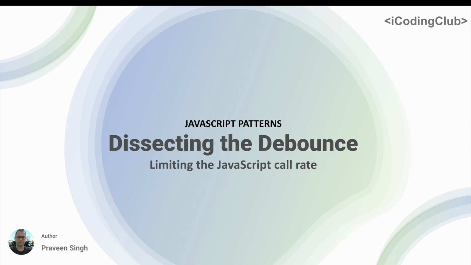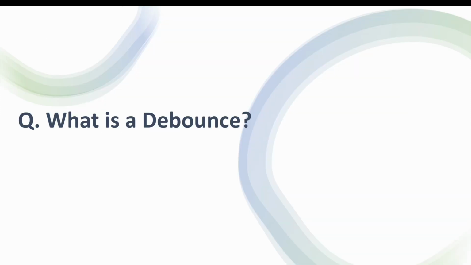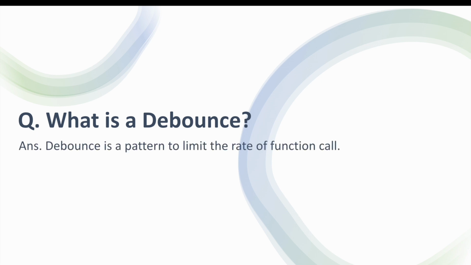Today we're going to talk about the debounce pattern in JavaScript and how we can use it to limit the JavaScript call rate. Now, just a definition of the debounce, it is basically a pattern to limit the rate of function call.